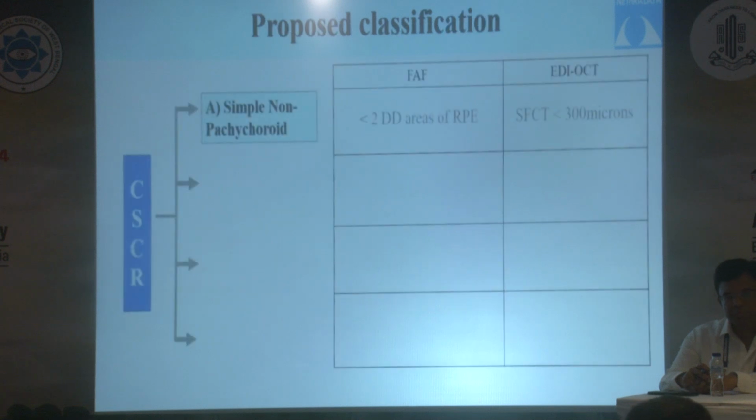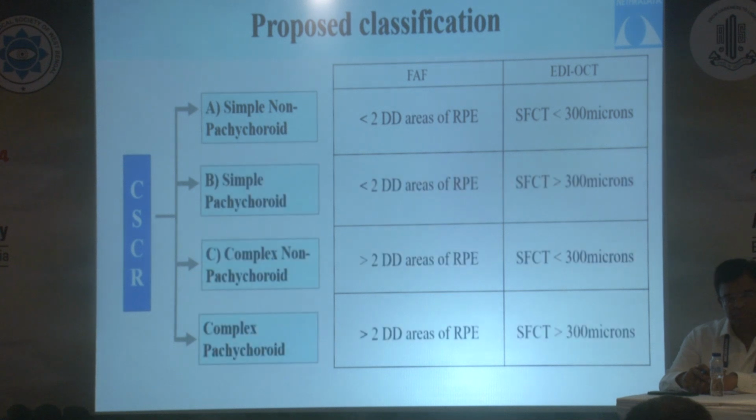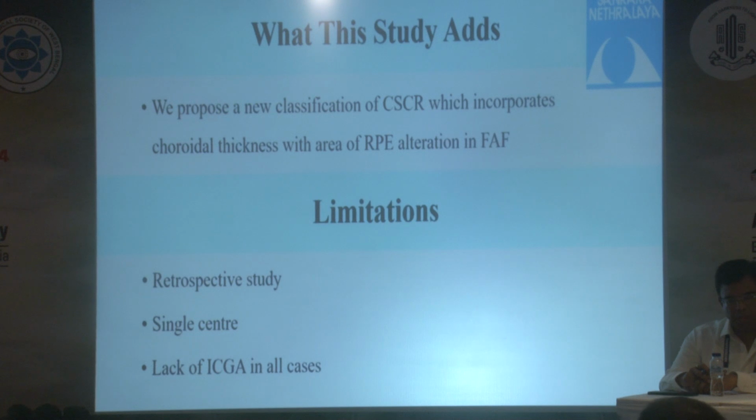Based on our findings, we propose a new integrated system of classification where simple and complex signify less than and more than 2 disc diameters of cumulative RPE involvement, and non-pachychoroid and pachychoroid signify less than 300 and more than 300 microns of SFCT. What this study adds: our study proposes a new classification system of CSCR which incorporates both choroidal thickness and areas of RPE alterations on FAF.